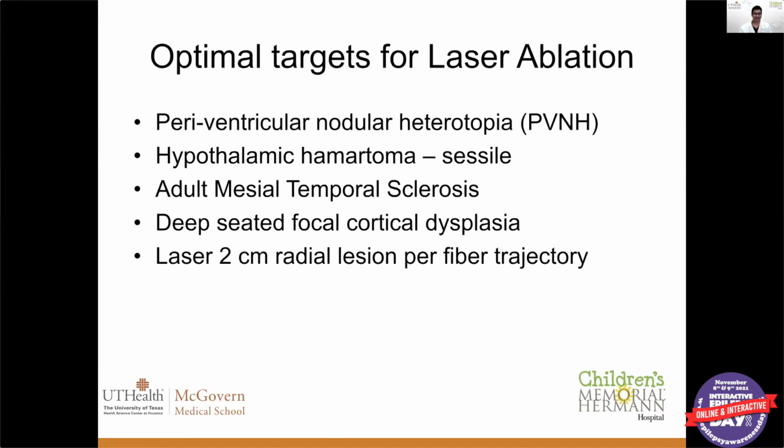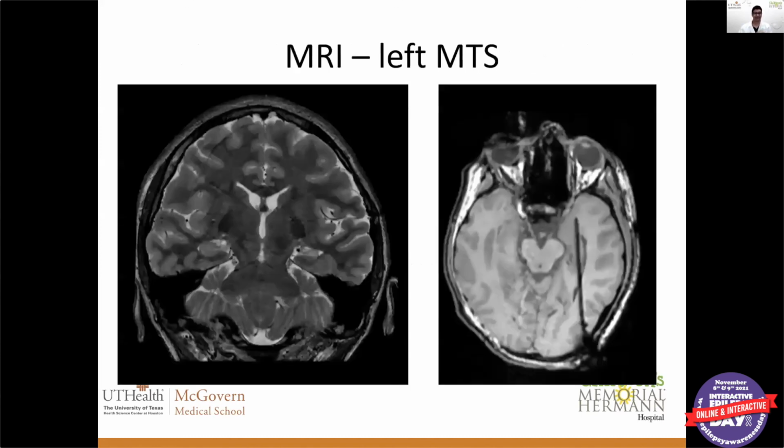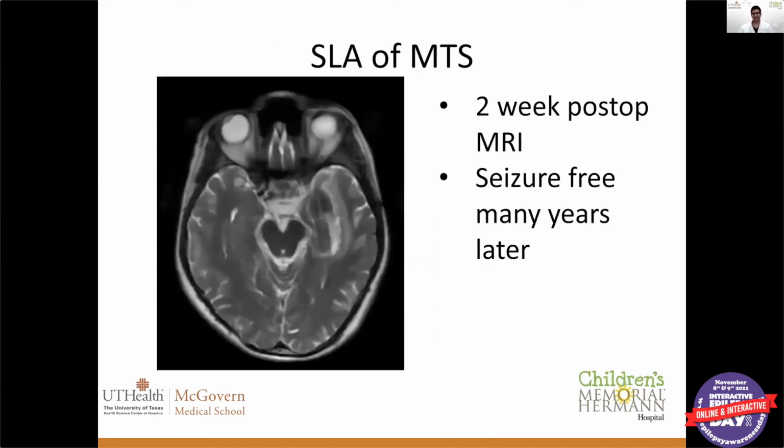So optimal targets are small things for laser ablations, things like heterotopias, hypothalamic hamartomas, and then in the adults, it's just a home run indication. The mesial temporal sclerosis has really reduced the number of adult temporal lobectomies. And then deep-seated lesions that it would be much more challenging to take out with open surgery. And then again, thinking about that per fiber trajectory, about a 2 centimeter sausage you're going to make in the brain. So here's a case of MTS we did in an 18-year-old, and she is seizure-free many, many years later with this careful sausage we've made.